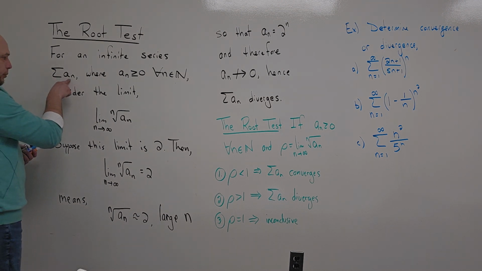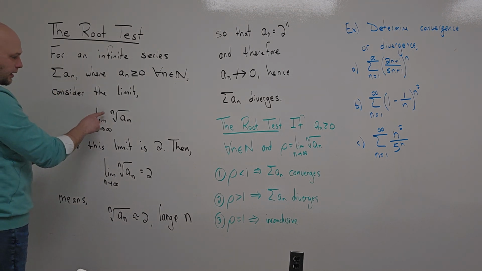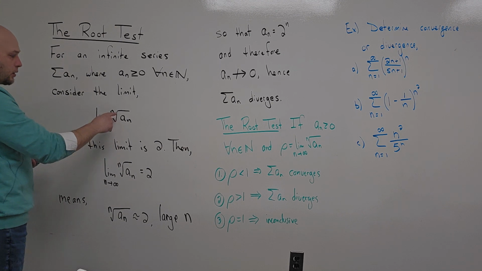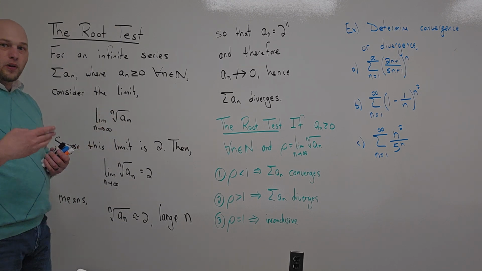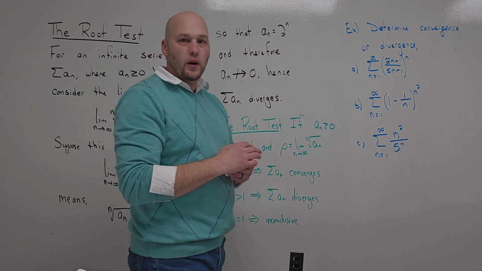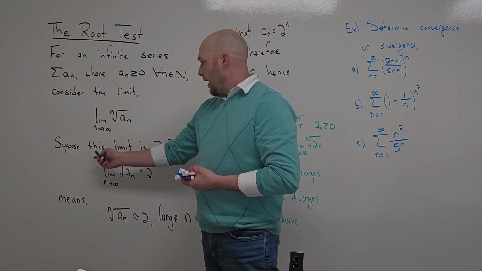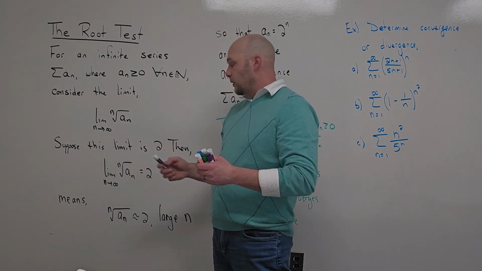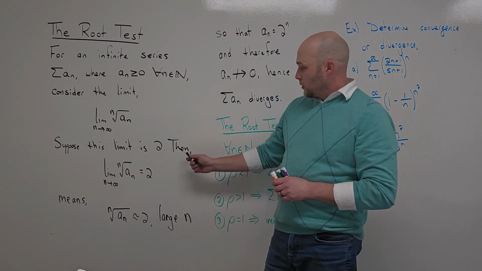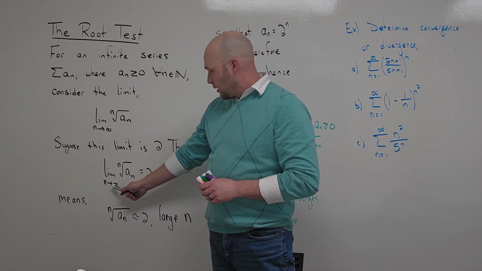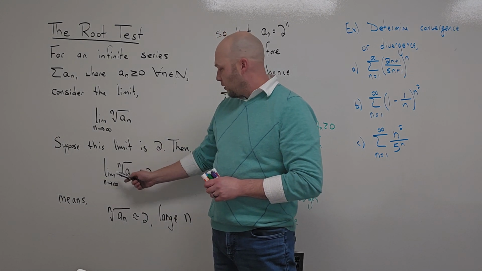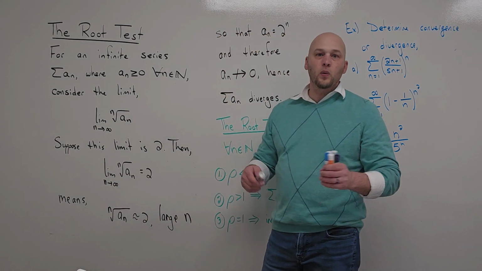I take the expression inside the summation, and I take the nth root of it. So square root of the second term, third root of the third term, fourth root of the fourth term, and so on and so forth. And I take the limit of all of those. What happens in the particular case that the limit was 2? Then I say that the limit as n goes to infinity of the nth root of those terms is 2. Then what can we say?